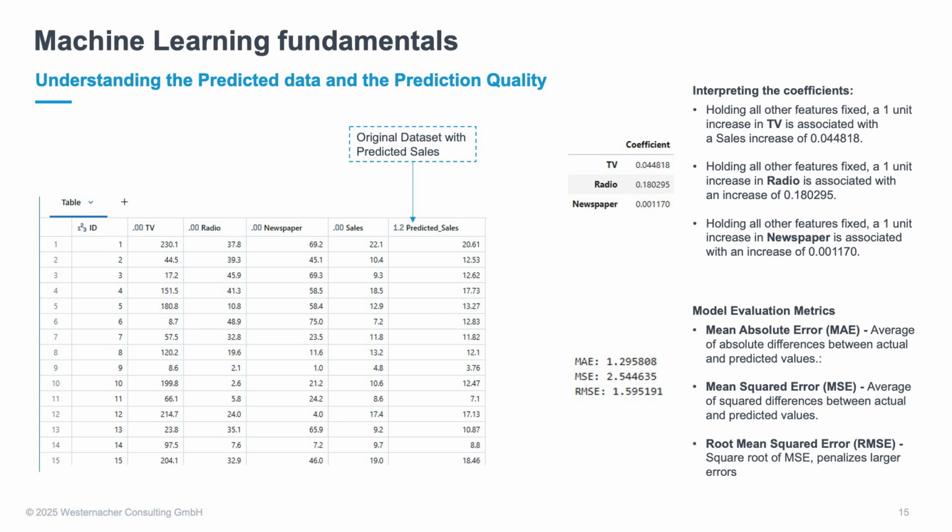So what are model evaluation metrics? We have basically MAE, mean absolute error. That's just the average of the absolute difference between actual and predicted values. So it's just an average of the differences between actual and predicted values. Then mean squared error, that's the average of the squared difference between actual and predicted values. This is a bit more popular.